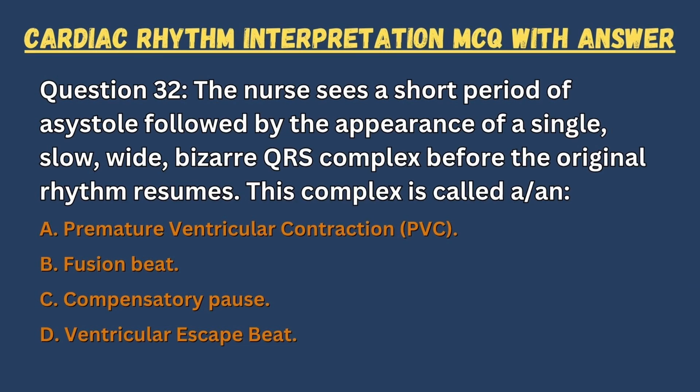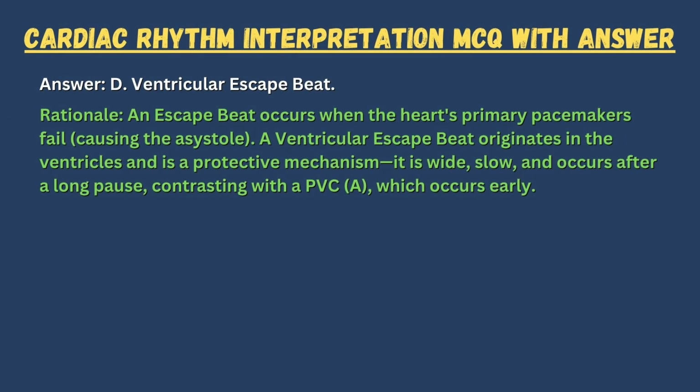Question 32. The nurse sees a short period of asystole followed by the appearance of a single, slow, wide, bizarre QRS complex before the original rhythm resumes. This complex is called A. Premature ventricular contraction, PVC. B. Fusion beat. C. Compensatory pause. D. Ventricular escape beat. Answer: D. Ventricular escape beat.